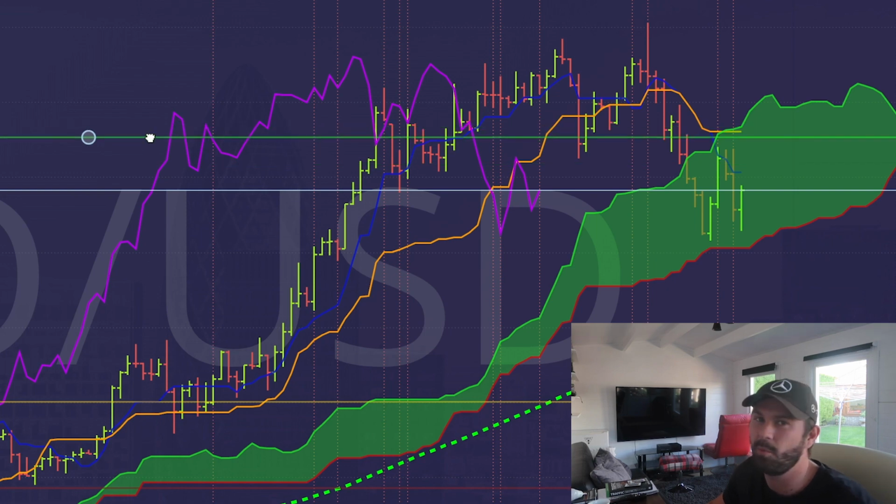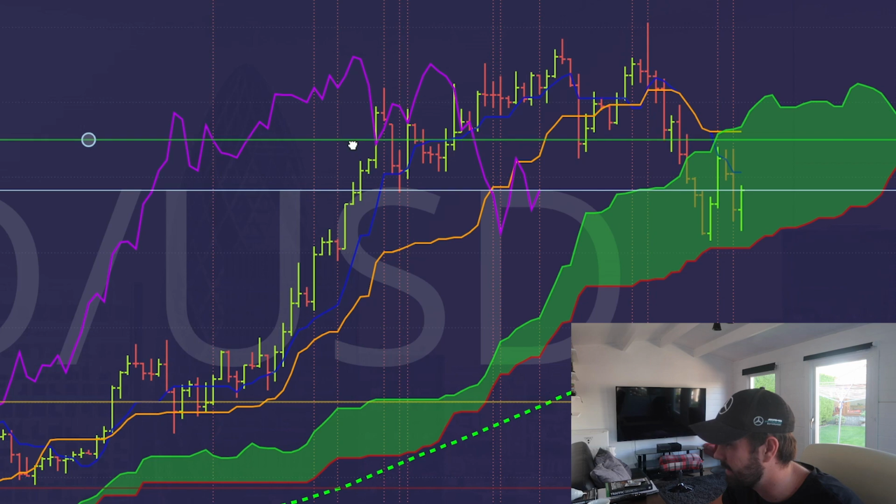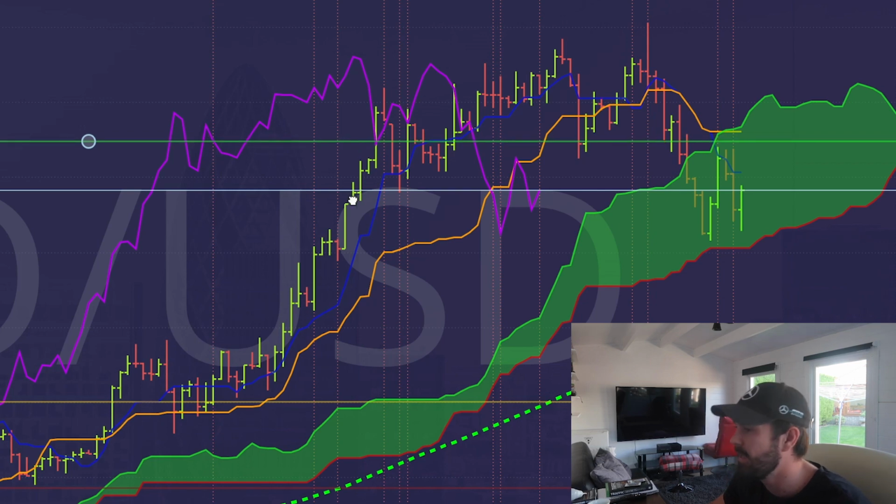So for this example, we're just going to assume the price is going to continue to go up, and we're going to get out on the first exit, like Greg says, when a purple line hits the price. So it hits the price here, so this is where we're going to get out.